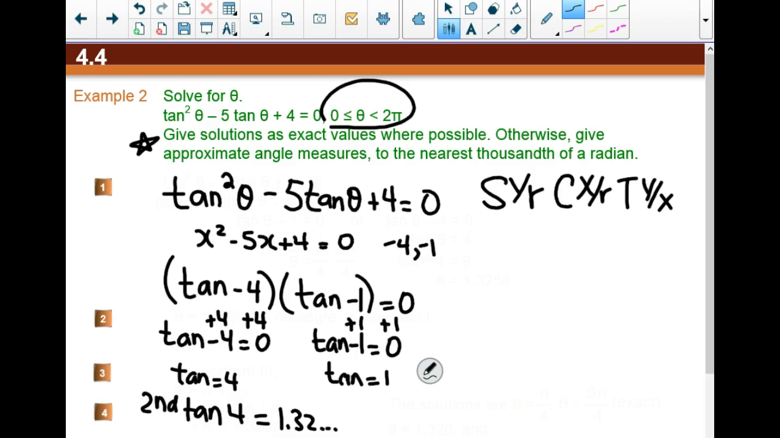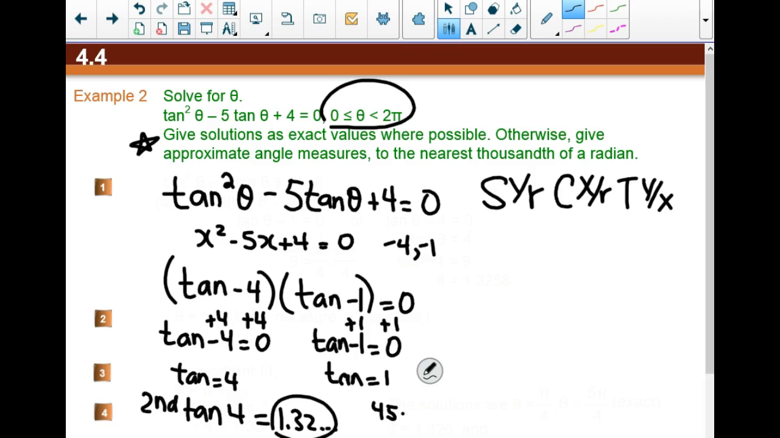Okay, so we're trying to see where tan is equal to 1. There's two kind of ways we can do this. If we were in degrees and you wanted to know what 1 was equal to in degrees, which is probably the easiest way to figure this out, you could go second tan 1, make sure your calculator's in degrees, and then it'll tell you what the actual degree is when tan is 1. And we get 45.